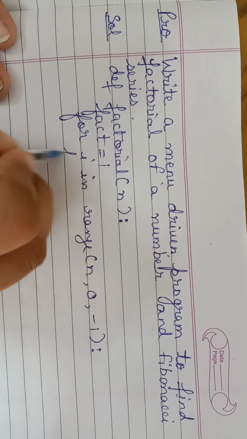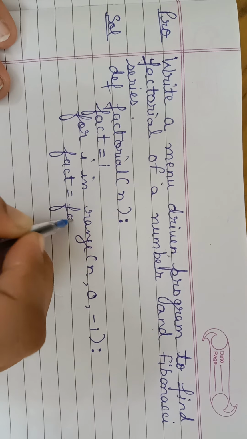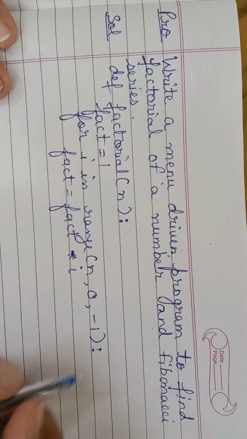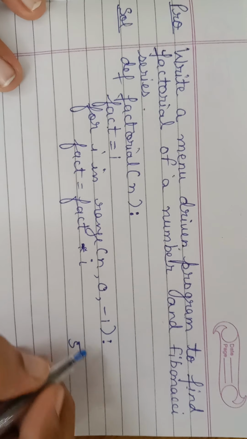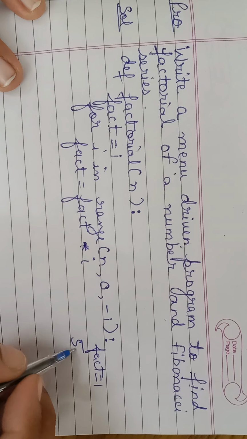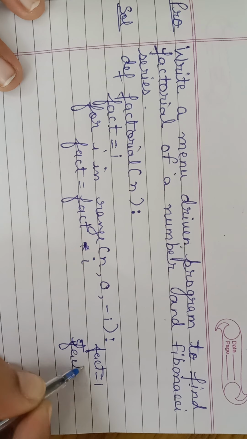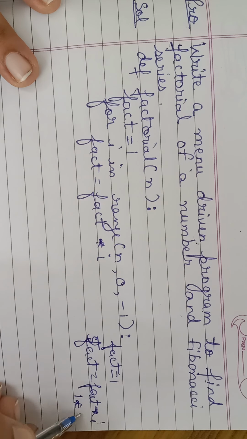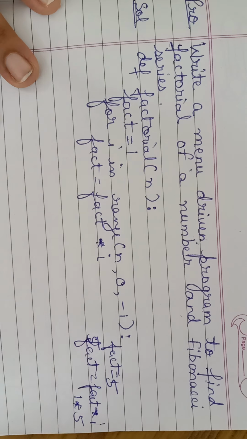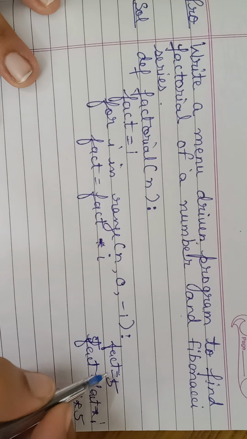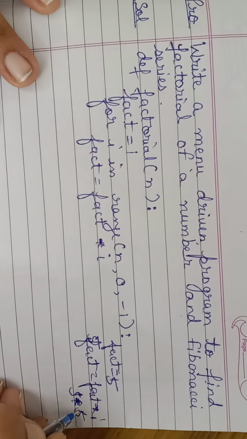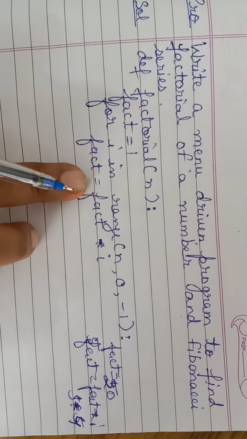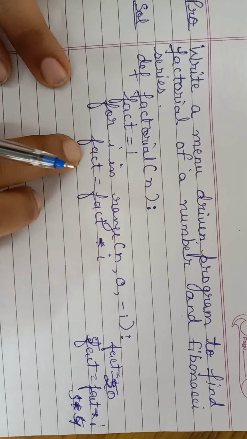After that, we are going to multiply the value of fact, which stores the intermediate result, with i. That means if we take the number 5, suppose the first time fact stores 1 and we traverse, fact is equal to fact into i. That means fact stores 1 and the value of i will be 5, so fact stores 5. Next time the value of i will be 4, that means fact stores 20. In this way we can proceed further and find the factorial of a number in the variable fact.